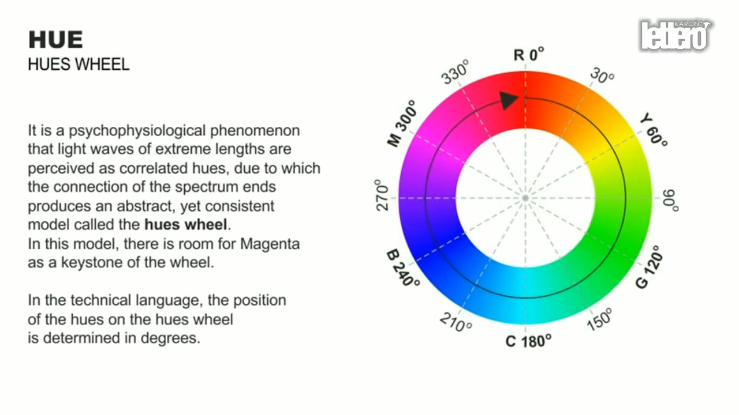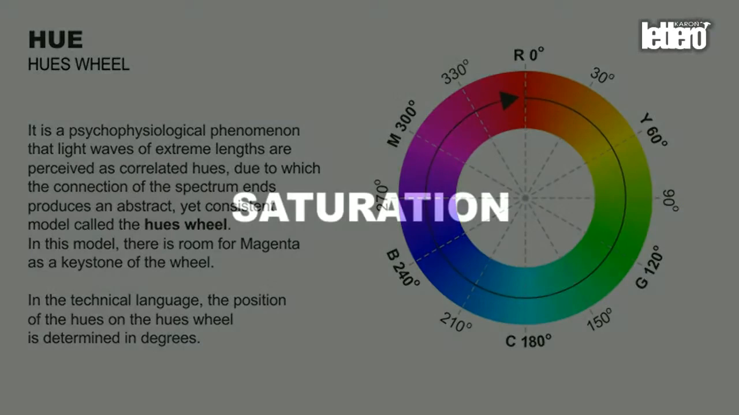Light waves of extreme lengths are perceived as correlated hues, which is why connecting the ends of the spectrum produces an abstract yet consistent model called the hue wheel. In this model, there is a space for magenta, which turns out to be the keystone of the wheel. Technical language describes hues based on their position, in degrees, on the hue wheel.